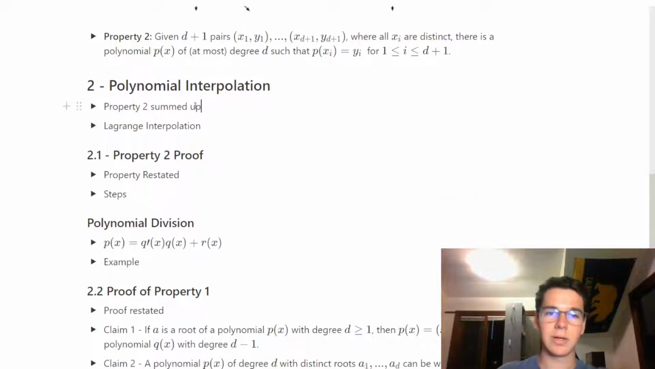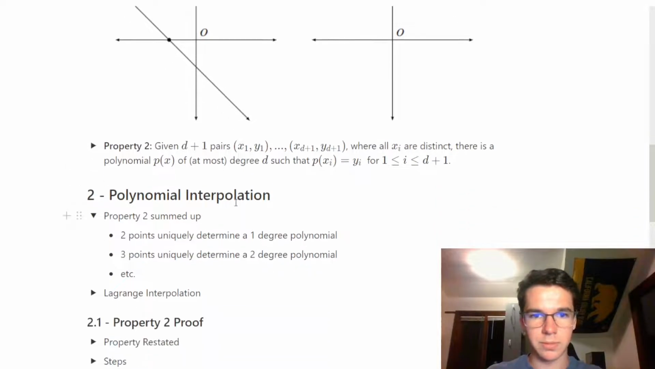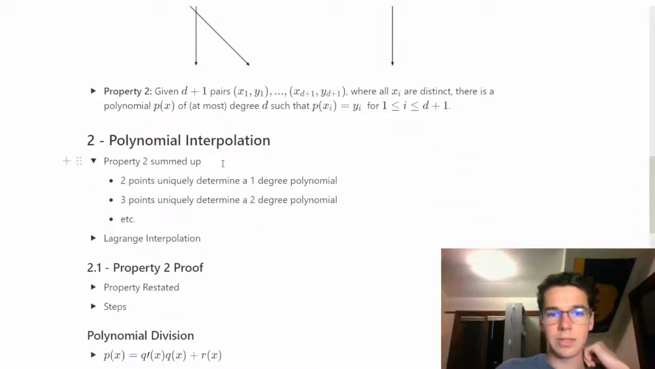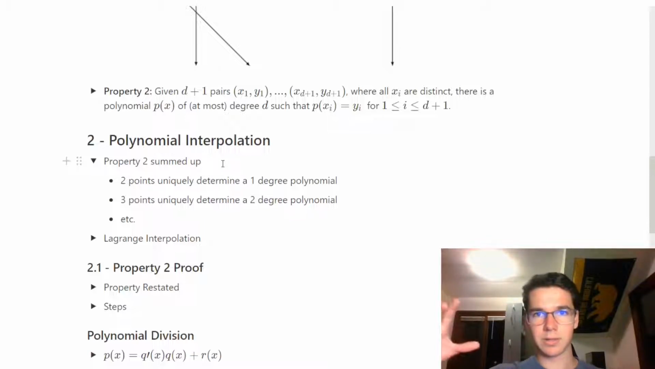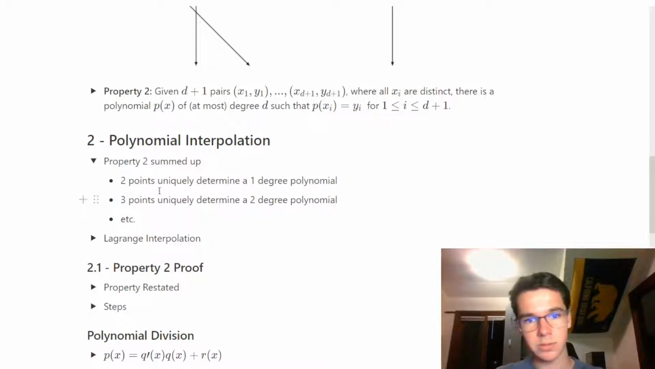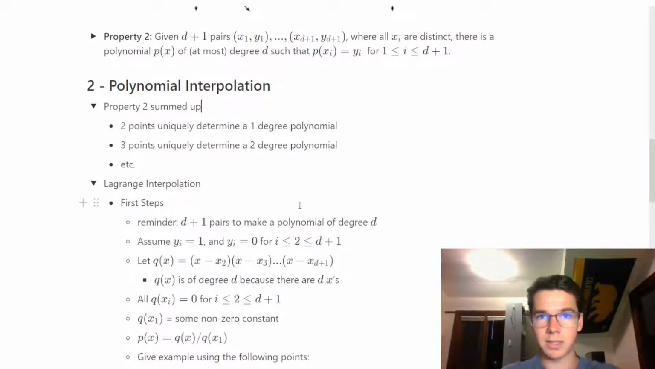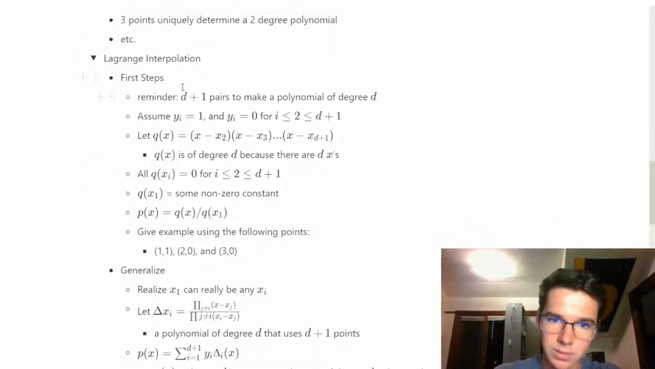Okay, so the next topic is going to be polynomial interpolation, and we're going to start off by summing up what property 2 told us, which was, again, we need one more than our degree points in order to create a degree d polynomial. So if we have a degree 1 polynomial, we need 2 points. If we have a degree 2 polynomial, we need 3 points, etc. And so we're going to use this property to show how we would create our unique polynomial given the d plus 1 pairs. So again, we need d plus 1 pairs to make a polynomial of degree d.